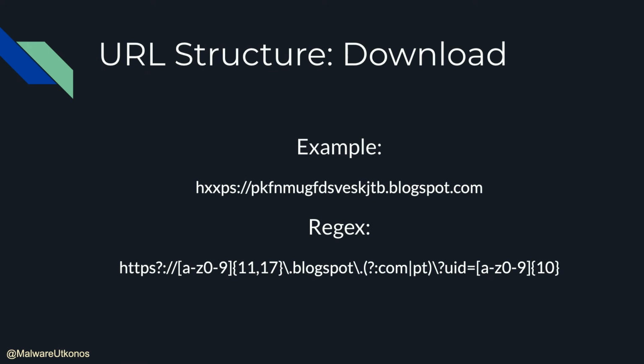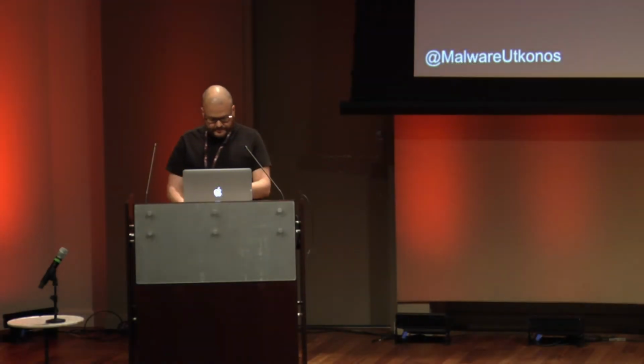This is an actual malicious URL from last year, and you'll notice in the regex that there is a UID at the end. I did not include the UID in the example URL. The reason for that is because it's a base64 encoded string of the victim's email address, so I obviously don't want to have that in my presentation. The regex down at the bottom will find any other particular URLs that are related to this one.